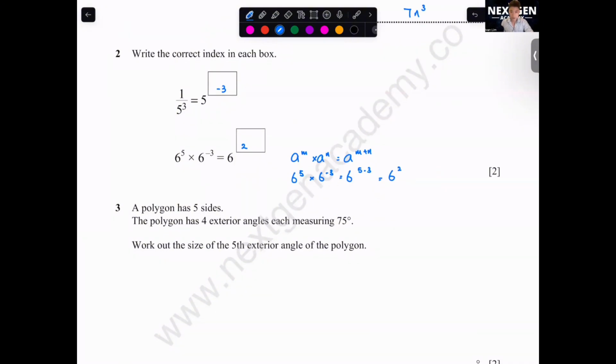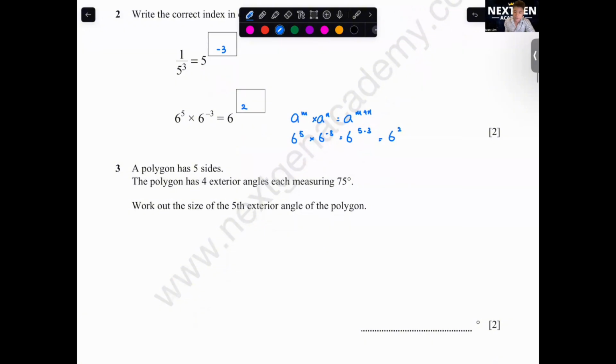Next one. A polygon has 5 sides. The polygon has 4 exterior angles, each measuring 75 degrees. Work out the size of the 5th exterior angle of the polygon. What do we know about the exterior angles of any sort of polygon? What is the property of an exterior angle of a polygon? They all add up to 360 degrees. Does it matter how many sides you have? Is it always 360 degrees, outside angles of any shape? It doesn't matter. Even if your shape has 100 sides, the exterior angles for all the 100 angles will sum up to 360 degrees. So we need to remember this property.